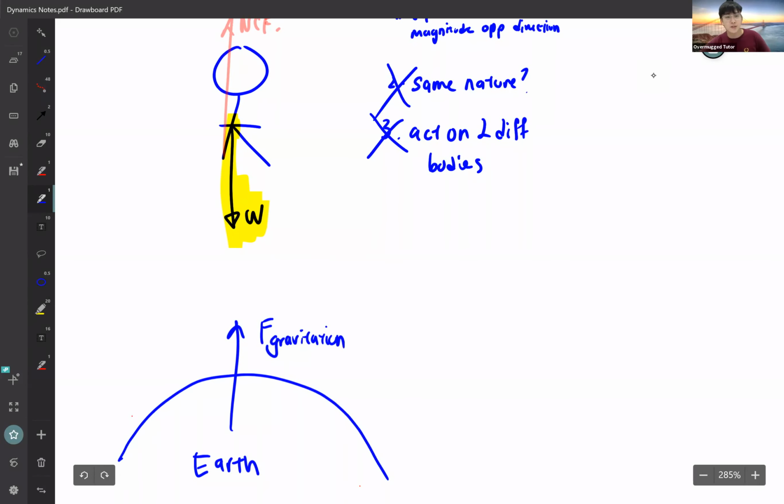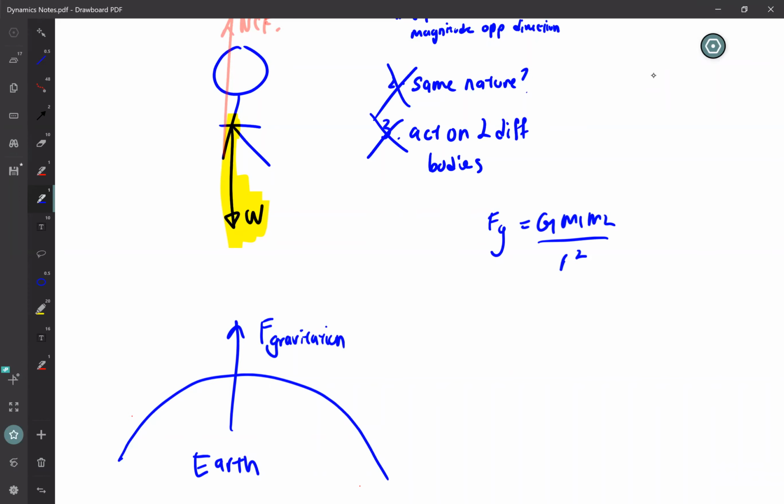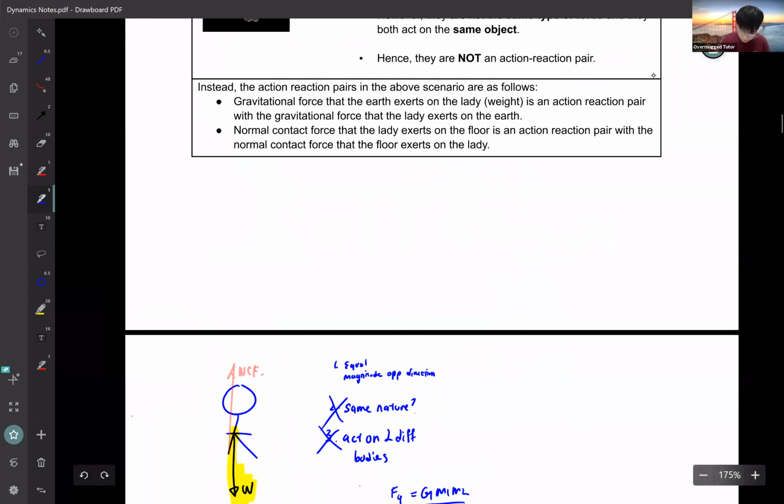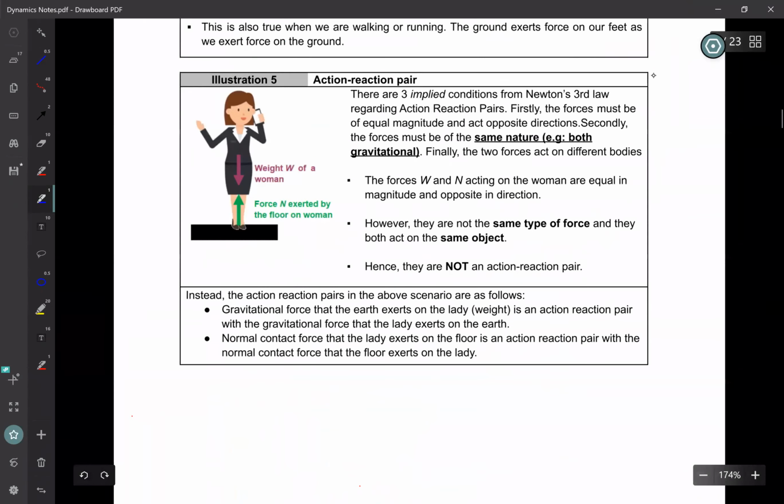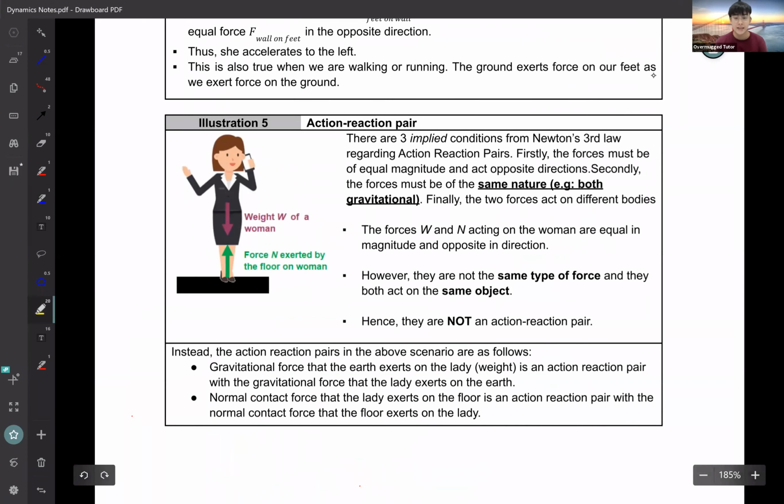Okay, and I guess this one is not so surprising when you've already learned gravitation, where you learn that G m1 m2 over r squared is the gravitational force that you experience as well as that you exert on the Earth. These two are equal in magnitude and opposite in direction. They also act on two different bodies, one of which is the person, one of which is the Earth. And so that's why these are the two action-reaction pairs. So, you can see here, these are the two pairs of action-reaction. First one, the gravitational force that the Earth exerts on the lady, which we often call her weight.